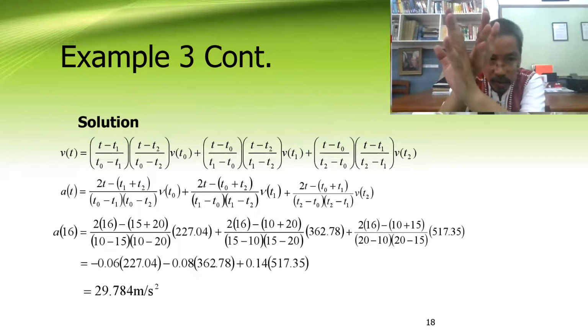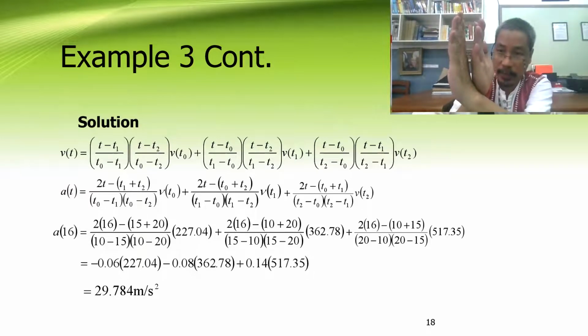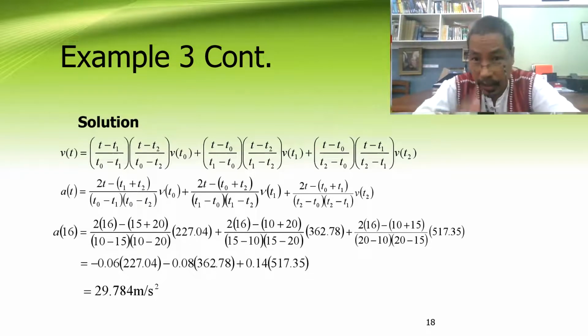Therefore, we use what? T0 is 10. T1 is 15. Okay, because we are targeting 16, we use T1 as 15 because it is nearer. What is the next one? 10. So 10, 15, and 20. So we only use 3 points here.